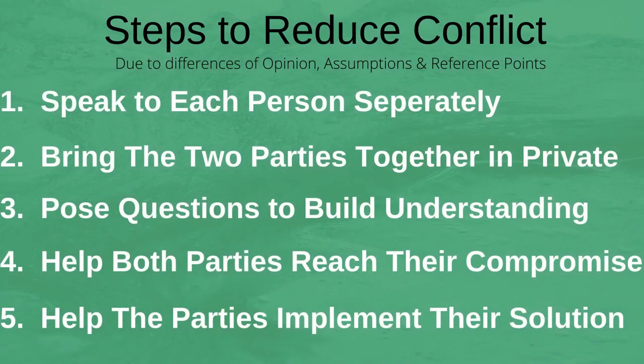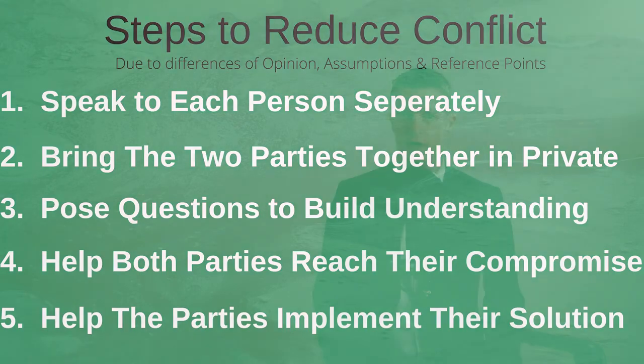5 sensible steps to improve communication and reduce conflict are: firstly, speak to each person separately to understand their issues, viewpoints, pressures, etc. Don't take sides. Secondly, bring the two parties together in a private meeting and act as a mediator. Third, ask questions to build the understanding and discussion between the two parties in conflict. Don't tell them information or your opinions. Fourth, help both parties reach a compromise or a mutual understanding which both parties feel is fair. And fifth, help the parties implement the agreed solution or compromise.